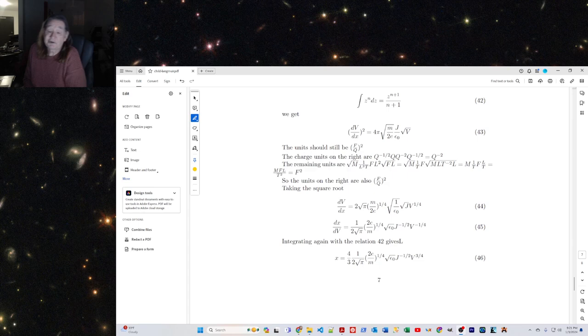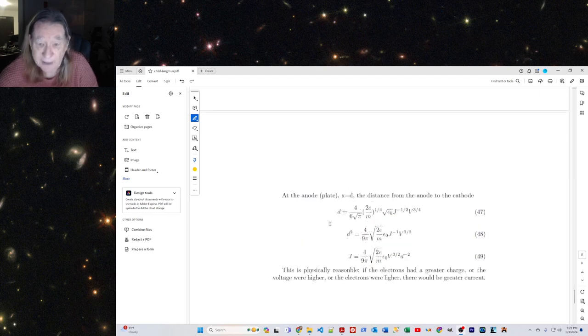Now what we're interested in is the potential at the anode, the voltage. So we're going to set x equal to the distance from the cathode to the anode, which we're calling d. So setting x equals d and rearranging, we get equation 49, which is the desired result, the Child-Langmuir formula.